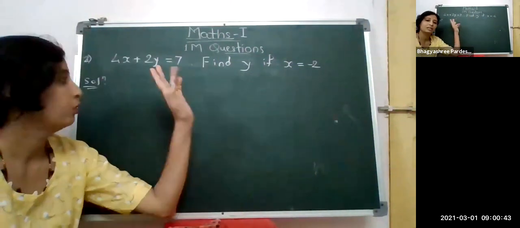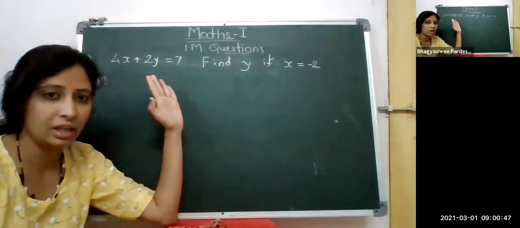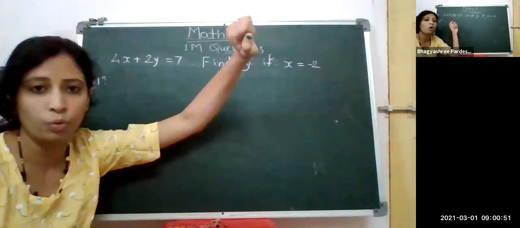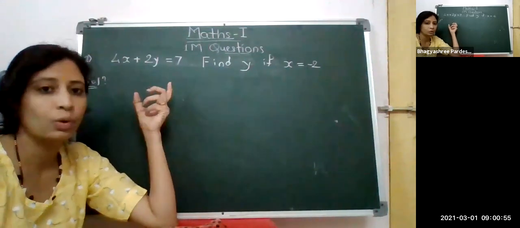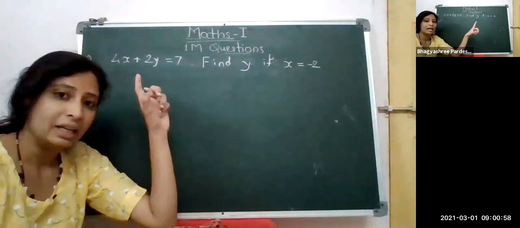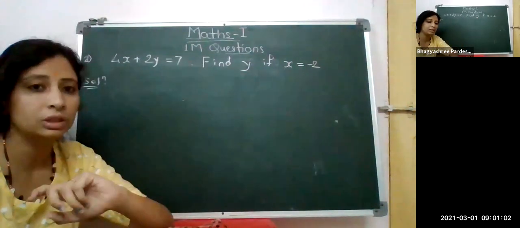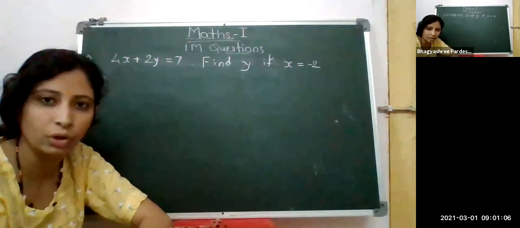It's very easy. Firstly, this is a question from linear equations. In this linear equation, we are given that x is equal to minus 2 is one of the values. Then for that value of x, we have to find the value of y. So how to do this? It's very easy. Who will tell me the step? Others, will you do it here? Yes.